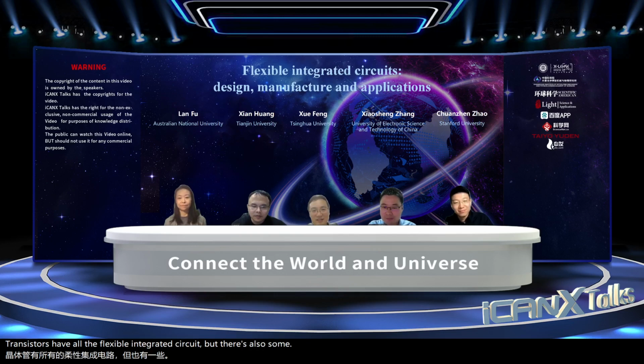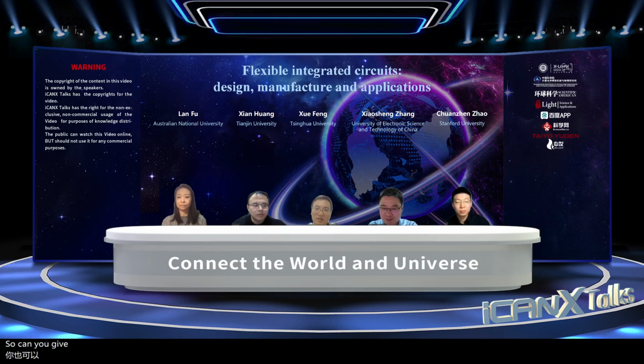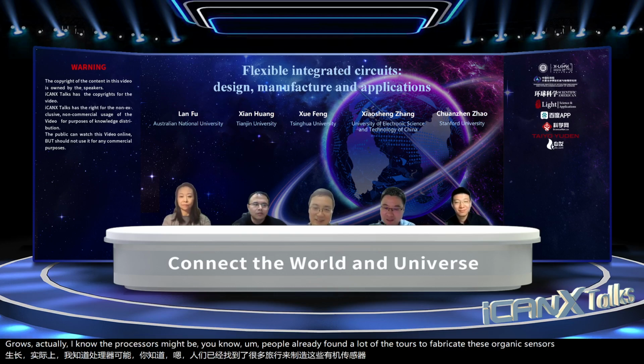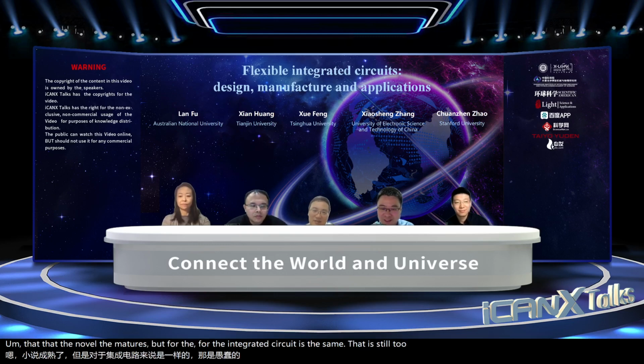Since today we talk about flexible integrated circuits, we know that there are two technical routes. One is people try to fabricate transistors using organic materials, the real flexible transistors or flexible integrated circuits. But there's also the other main route, where people use substrates such as PI or other solid substrates like parylene as the flexible substrate or package. But for the functional integrated circuits, they are still based on silicon or other common semiconductor materials, and this kind of device can also be made flexible. Can you comment on the advantages or disadvantages of these two technical routes? I know that for sensors, people have already found a lot of tools to fabricate organic and flexible sensors using novel materials. But for integrated circuits, it seems the main route is still the latter.